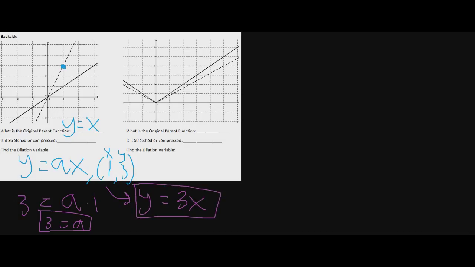And if you notice, this 3 is just telling us our slope. So our dilation is really just telling us to find the new slope of our equation, because the slope now has changed. And that's another way to think about dilations.